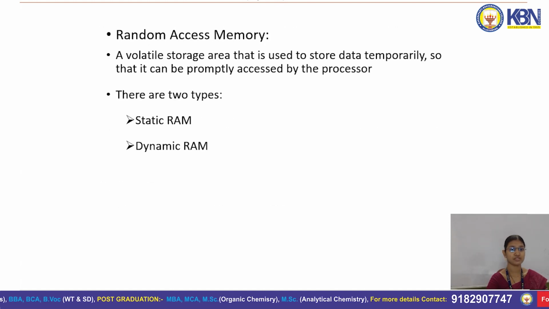What is random access memory? It is a volatile storage area. Whatever data you want to store temporarily, you can immediately use the random access memory. Then it can be promptly accessed by the processor. In random access memory, we have two types. One is static RAM, the second one is dynamic RAM.